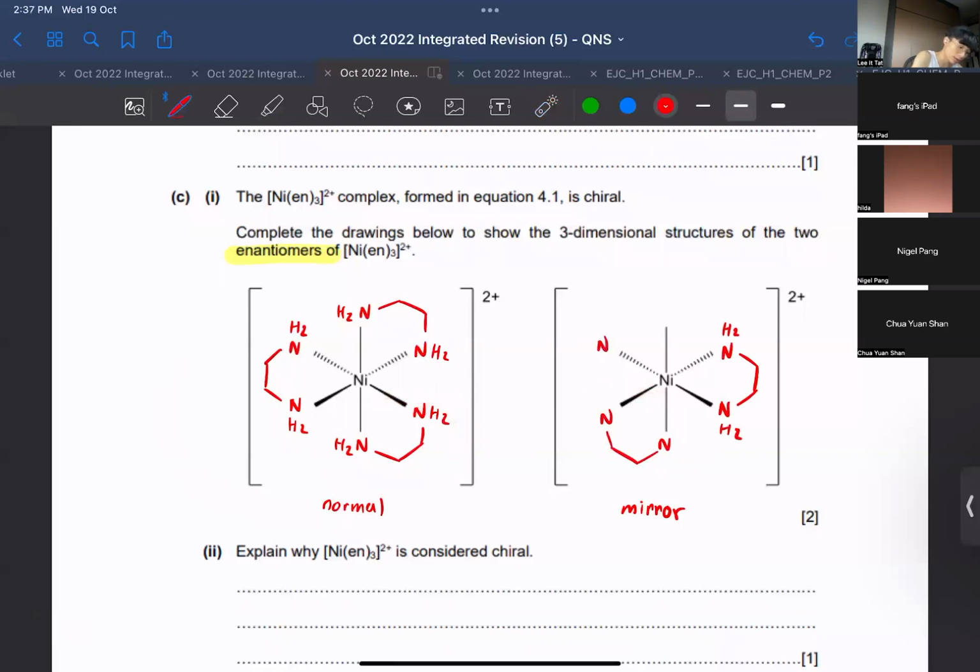And finally, these 2. Fill in all the H's, and that will be your answer for this portion.